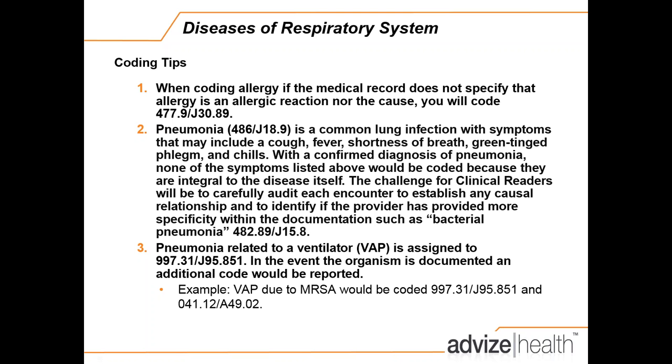The challenge for clinical readers will be to carefully audit each encounter to establish any causal relationship between the two. So again, it's what I just mentioned. Make sure if there are symptoms that could have caused it, or is it really a bacterial pneumonia? There's a difference, and there are different distinctions. Pneumonia related to a ventilator, a VAP, is assigned J95.851. In the event the organism is documented, additional codes could be reported. So an example, the VAP due to MRSA would be coded as J95.851 and A49.02.